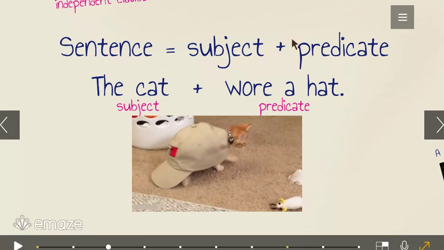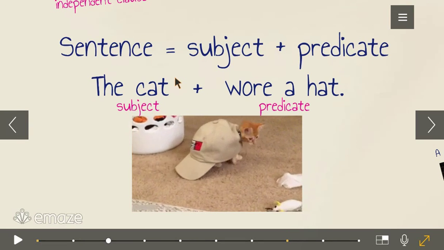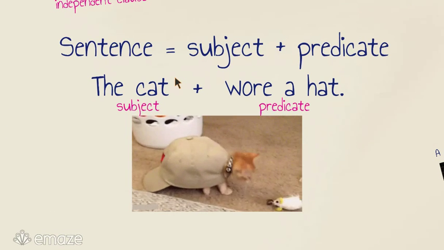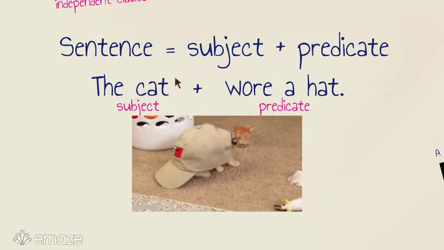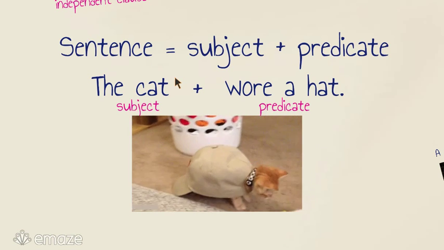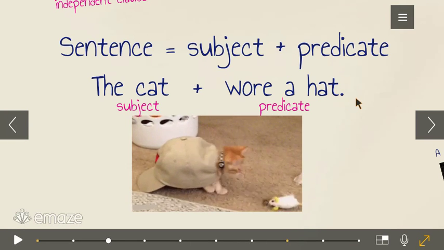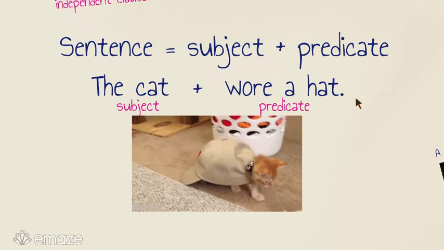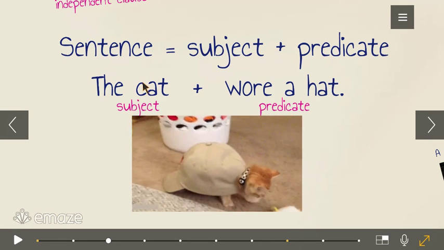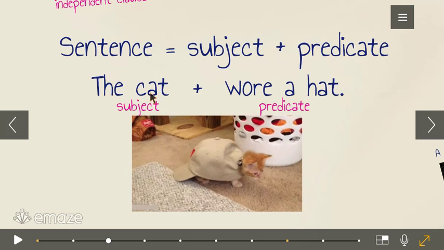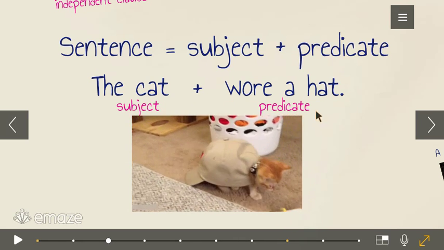So in this sentence, the cat is the subject. The subject is basically who or what you're talking about in the sentence. It's the performer or receiver of whatever action is in the sentence. The predicate is that action. It's the action or state of being that's being expressed, and that is basically referring to the subject. So whatever the cat did, that's the predicate. The cat wore a hat.